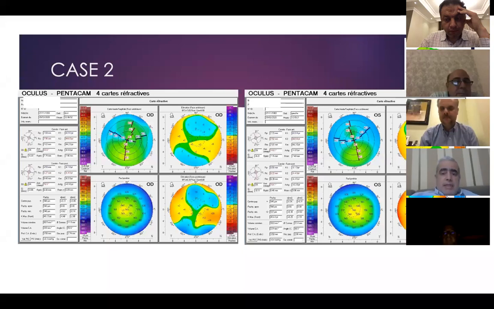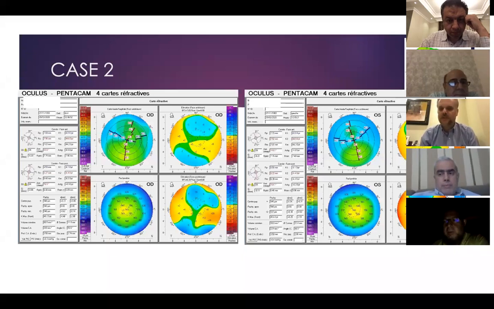In a case like this, even though I don't have epithelial mapping in my facility, for a young patient, especially if it's female, I will go for PRK. It's within the limits of PRK. I will be more than comfortable.